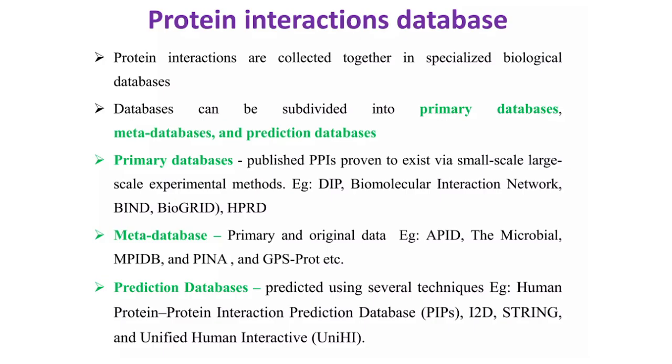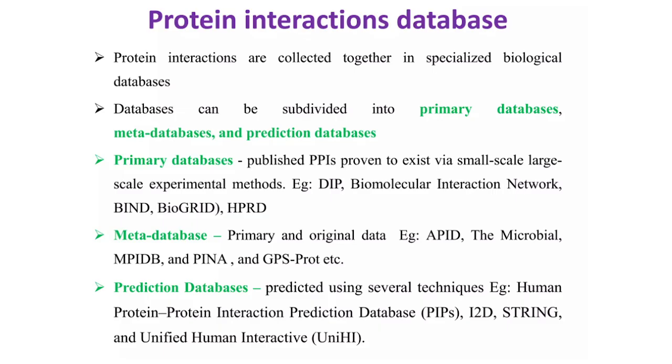Meta databases will give you primary and original data. So it's APID, the Microbial, PINA, GPS-Prot. This will give you the original data, which has been revalidated after being published.